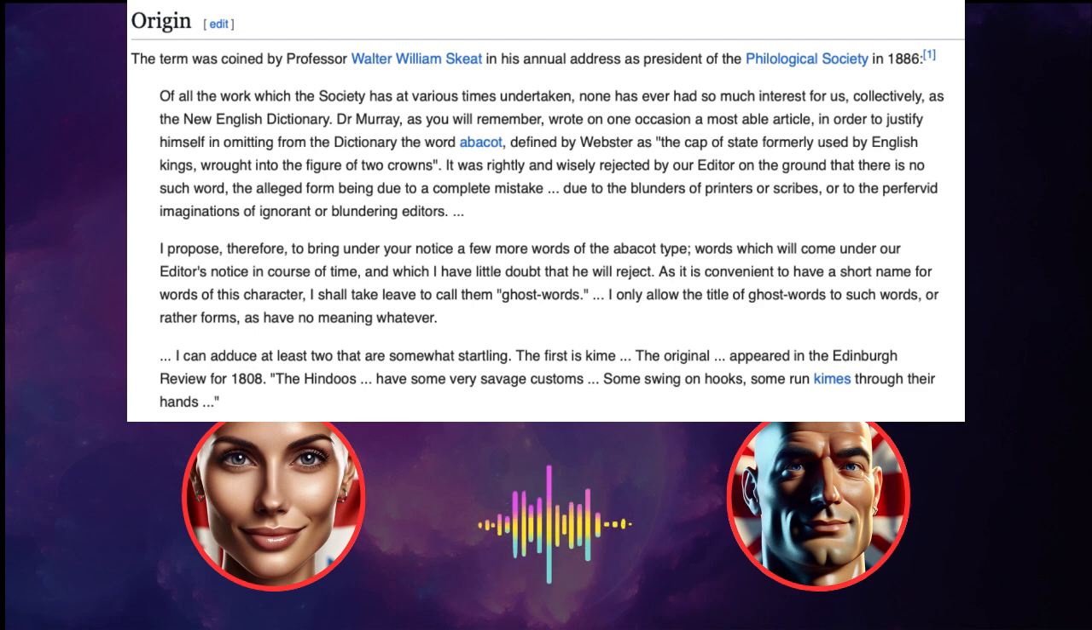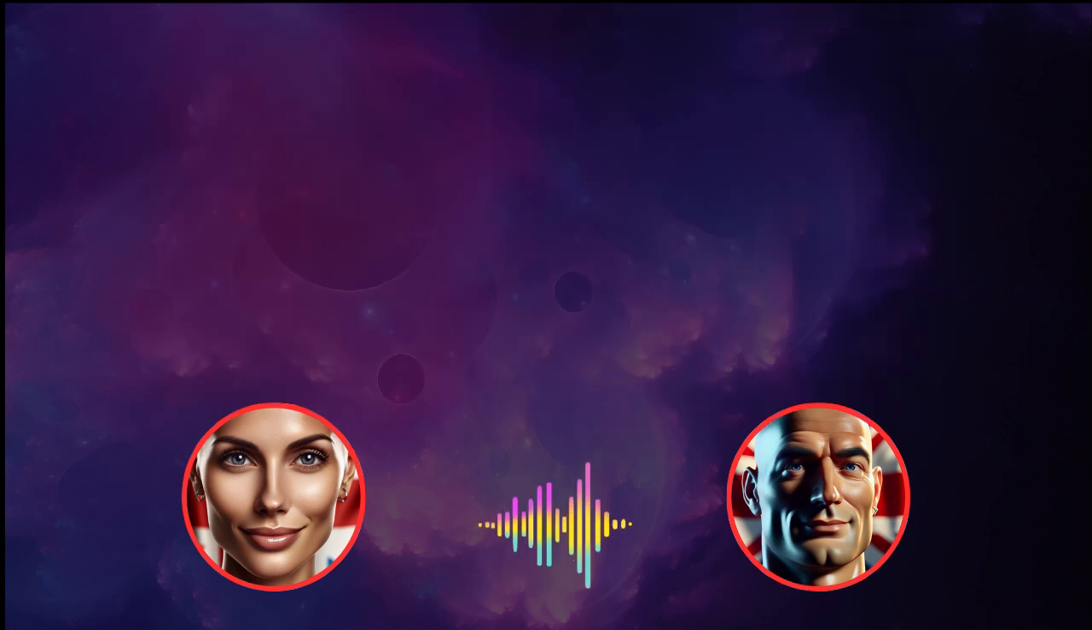Centuries of people thinking abacot was a real thing, so what can we learn from this? It seems like even slight errors can have a lasting impact on the language. Absolutely. These ghost words highlight just how fluid and ever-evolving language truly is. But the case of abacot is just the tip of the iceberg. Skeat uncovered a whole collection of these phantom words. Do tell. I'm ready for more.